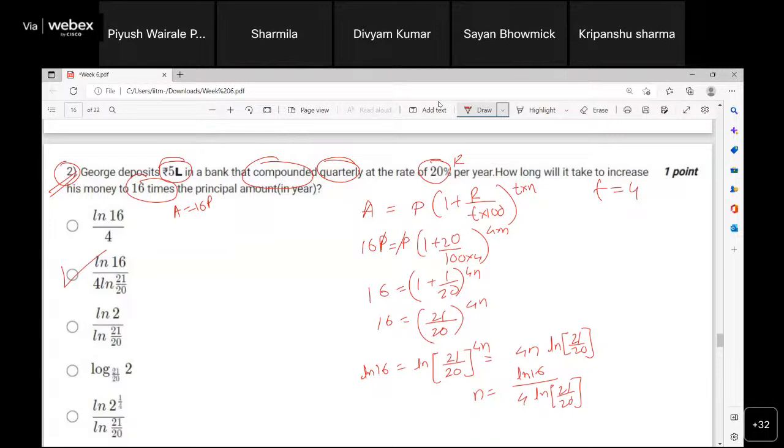Option C. Okay, we can simplify this also, right? Sir, what is n? N is the year. In how many years will it be compounded? So t is the number of times it is compounded.